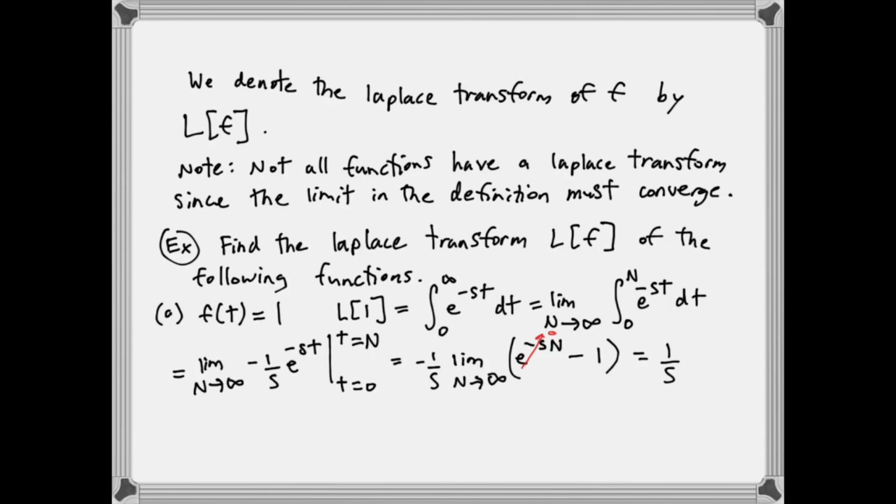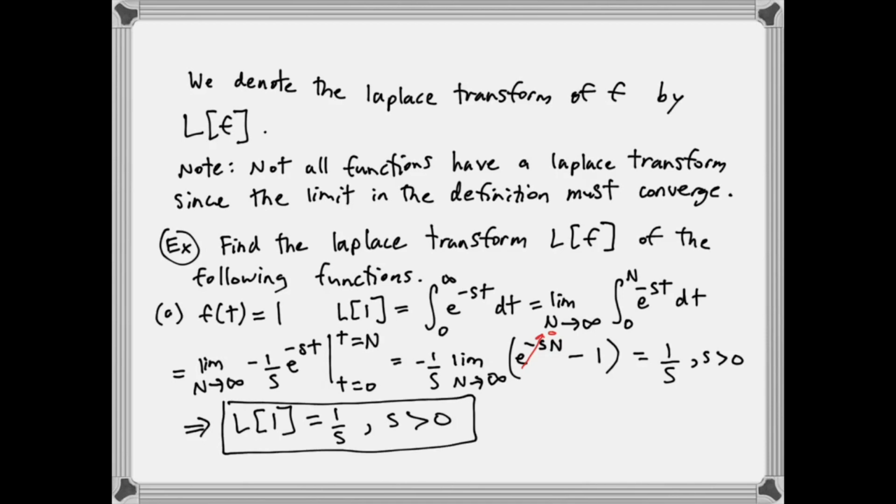Now remember, because I made that limit go to 0, this is only going to be true if s is positive, okay? So here's how we would write the conclusion. The Laplace transform of 1 is equal to 1 over s for s being positive, right? Because anytime s is 0 or negative, this limit would not have even converged, so we would get nothing, right? So this is how we would write the answer of the Laplace transform of 1. Okay, that was part A. Let's try another one.